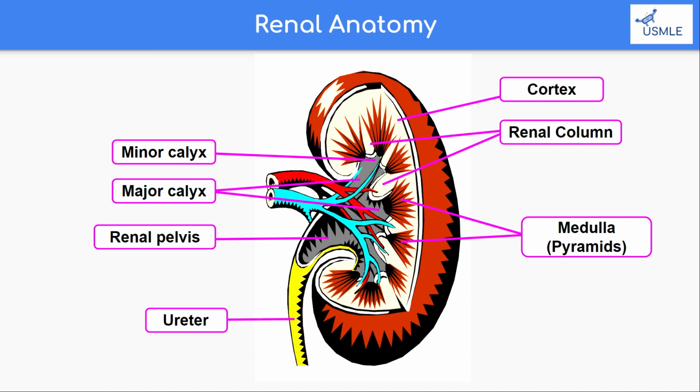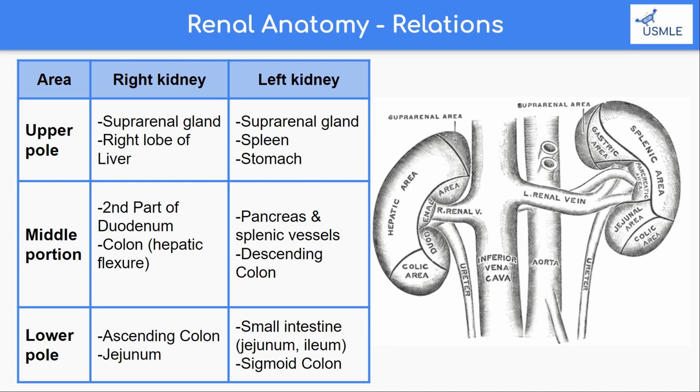Here you can see the gross structure of the kidneys. It starts at the outer cortex, to the inner medulla, to the major calyx, the minor calyx, the renal pelvis, and the ureter. Relations of the kidneys are relatively important since many organs cover these anteriorly. Dividing the kidney into three regions is helpful: the upper pole, middle portion, and the lower pole. As you can see from the diagram on the right, the various structures that are present in front of the kidneys. Try to memorize this using the table and the image given on the right.